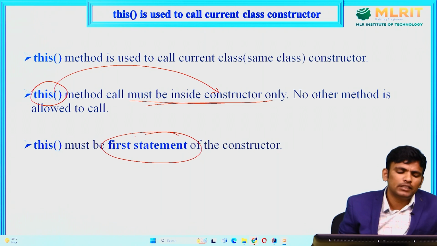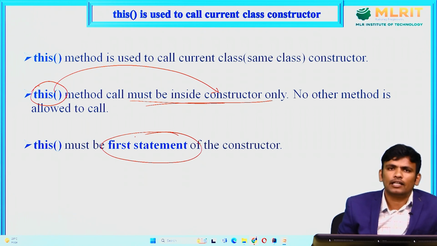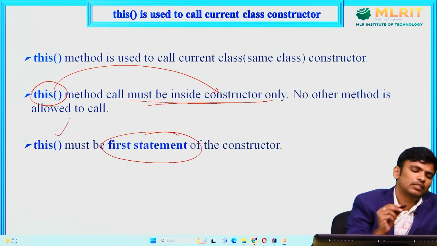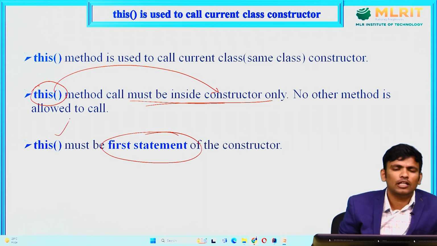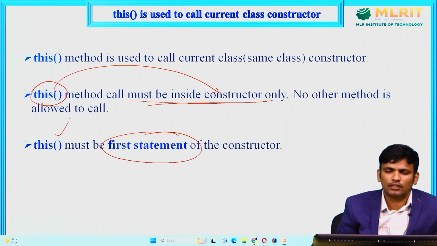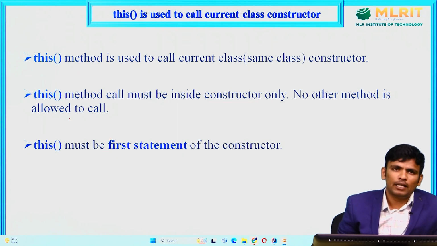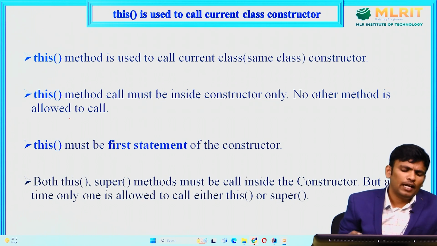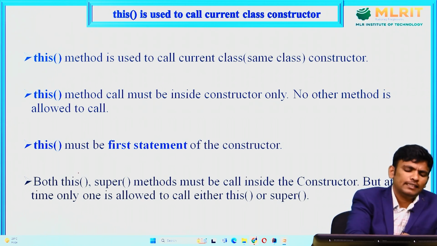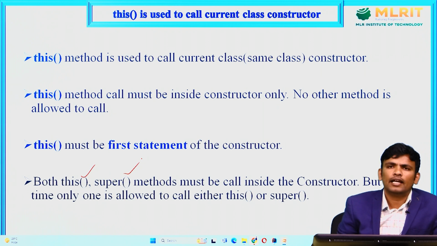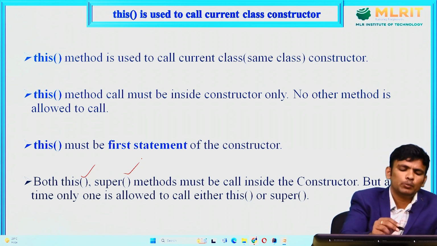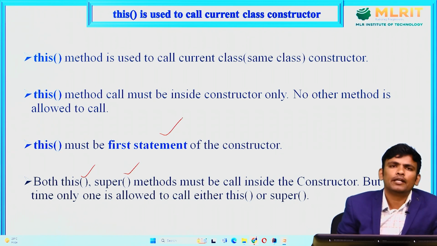Okay, compulsory, this method must be the first statement. If you write it on the second or third line, it will throw an error. So whenever you are using this method inside a constructor, make sure that it is the first statement inside the constructor. If not, it will throw a compile time error. And as I mentioned, this method and super method follow exactly the same rules. Both must be the first statement inside a constructor.